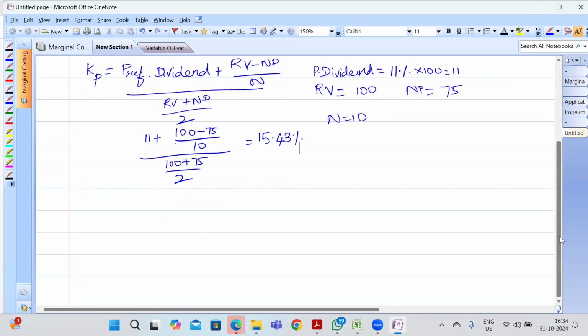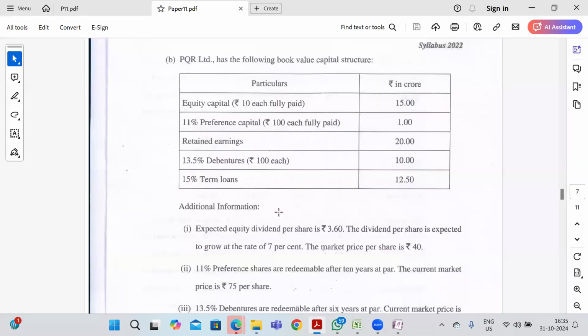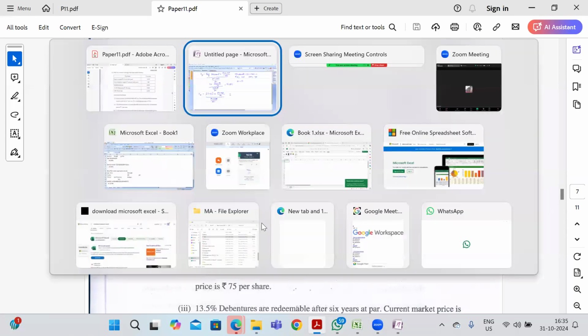So now next thing I want to calculate is cost for debentures, that is KD. So here I am taking interest into 1 minus T plus RV minus NP, the same formula which we used for preference, but here I am considering tax. So RV minus NP divided by N whole divided by RV plus NP divided by 2. So here interest for debentures, it is mentioned as 13.5 percentage. Face value is 100. So we will be getting interest as 13.5.